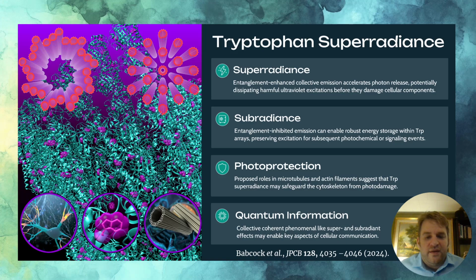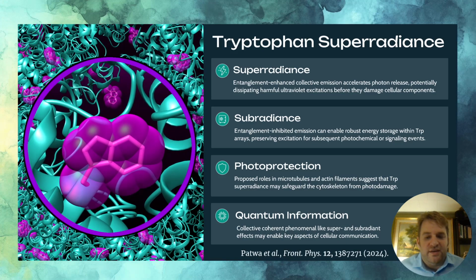Now, we've looked into this more deeply in a recent paper published in Frontiers in Physics with colleagues of mine. And in fact, the whole idea of superradiance and subradiance in the cell suggests the possibility that collective coherent phenomena may also enable other key cellular functions beyond photoprotection and could even be involved in cellular communication, redox regulation, metabolism, etc. And so this really raises the question of whether the cell is performing certain rudimentary forms of quantum information processing in the system.